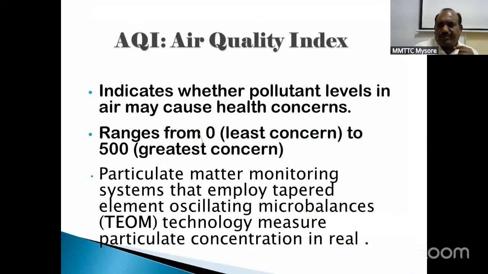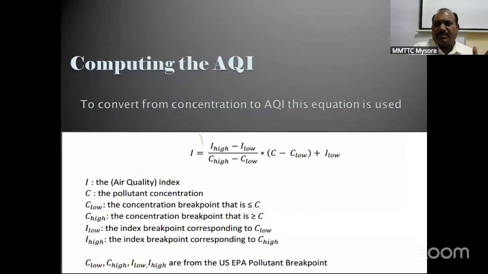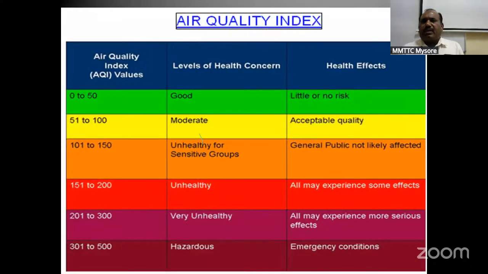The air quality index ranges from 0 to 500, with 500 the greatest concern. This is the calculation which we are using for air quality monitoring, to see the pollution level. For example, 0 to 50 is good, no health risk. 51 to 100 is moderate, acceptable quality.